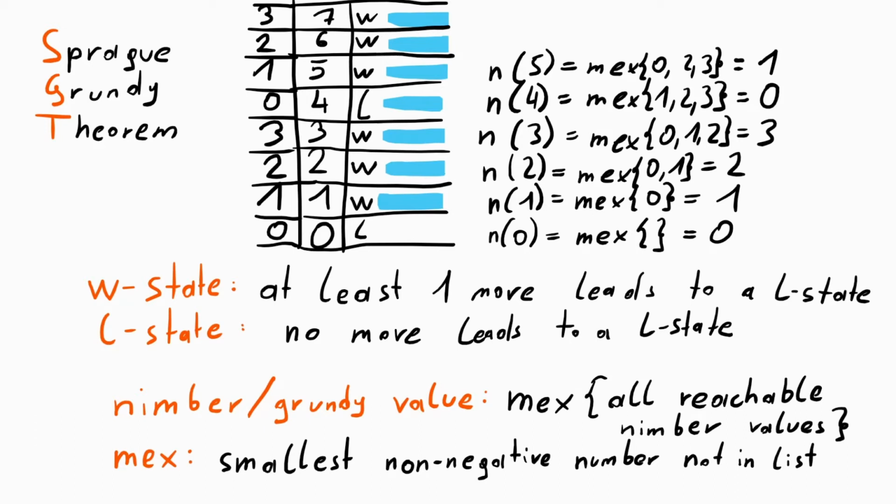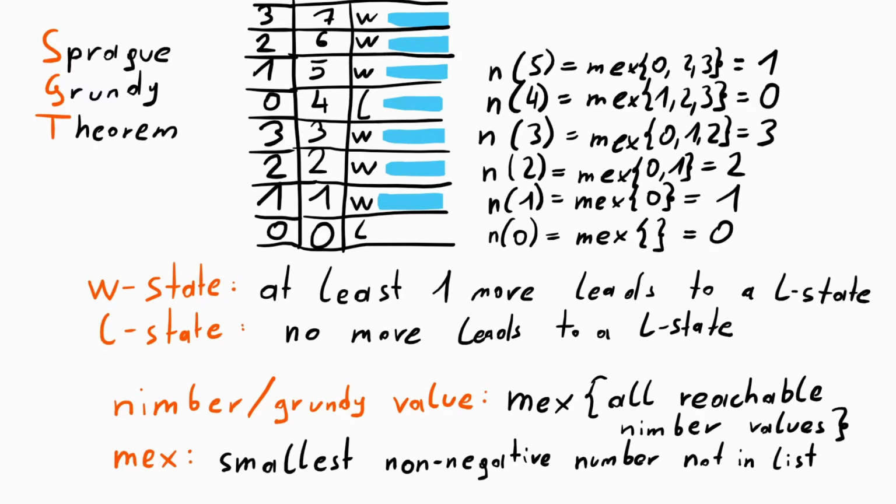It's quite often that these nimber values have an easy pattern. So in this case, it's just 0, 1, 2, 3, 0, 1, 2, 3, 0, 1, 2, 3, and this will repeat and repeat and repeat. But this doesn't have to be the case.